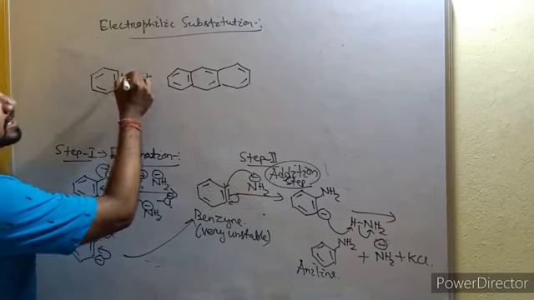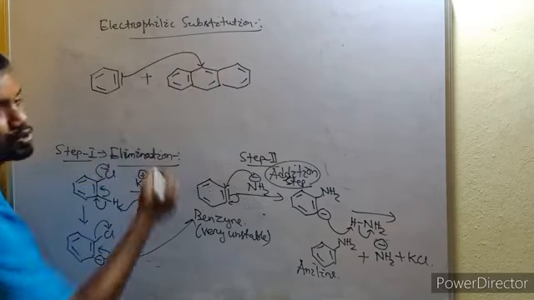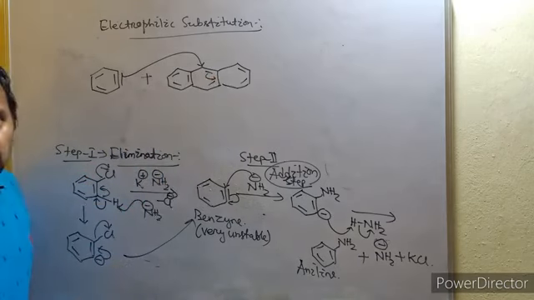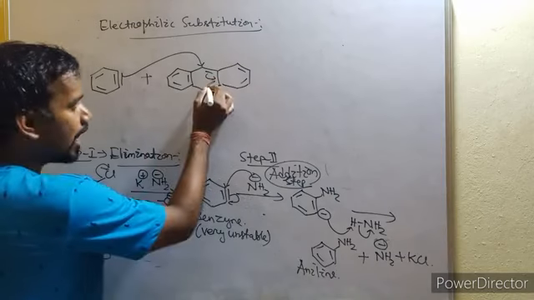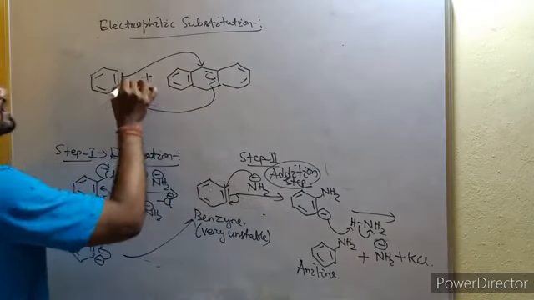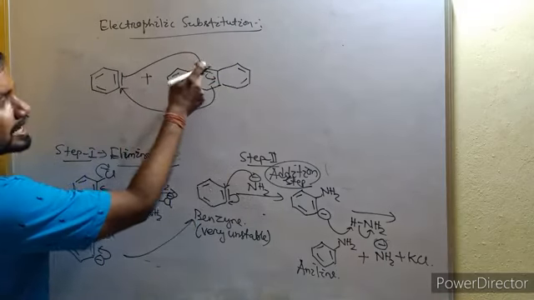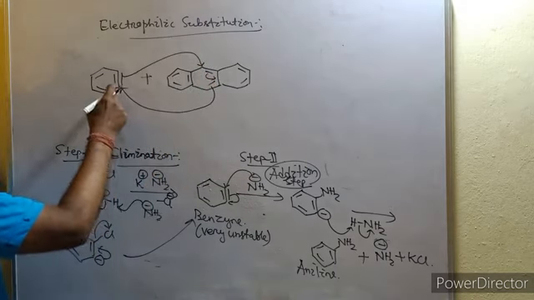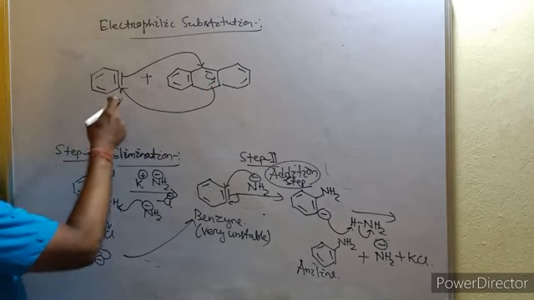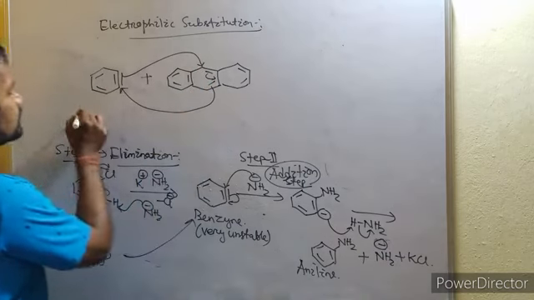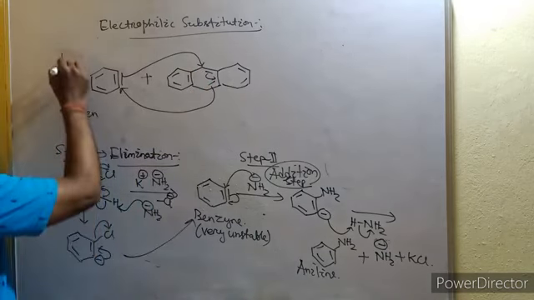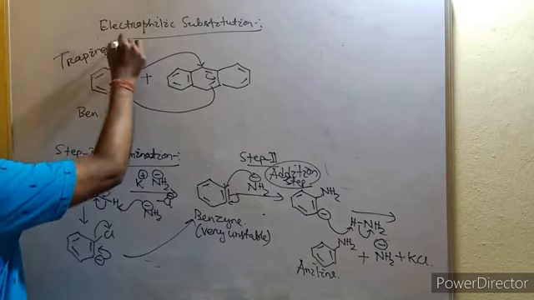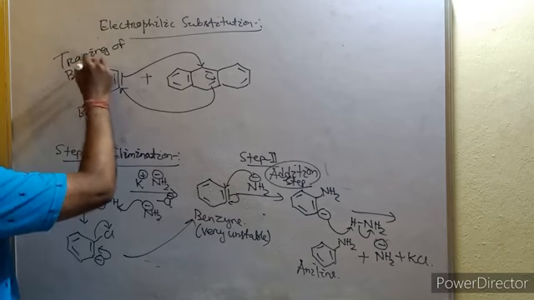You add this bond to this position. You rotate this bond to this single bond. This end is attacking here, this is rotating here, this is coming to attack here. This is the role of benzyne on anthracene. This is called trapping of benzyne intermediate.